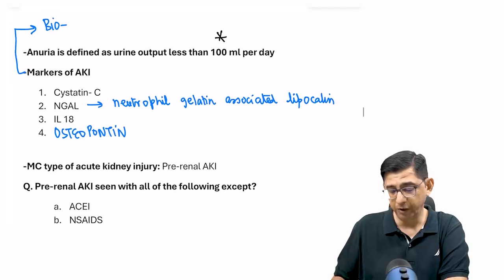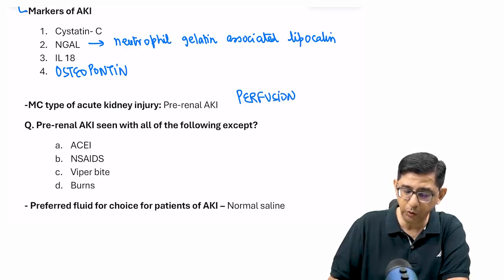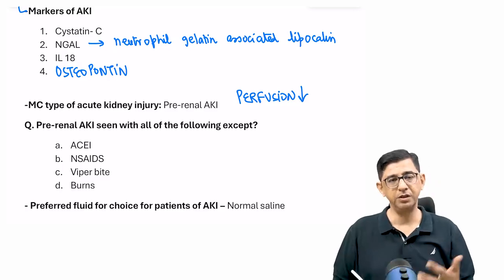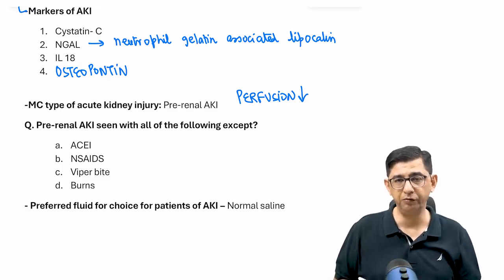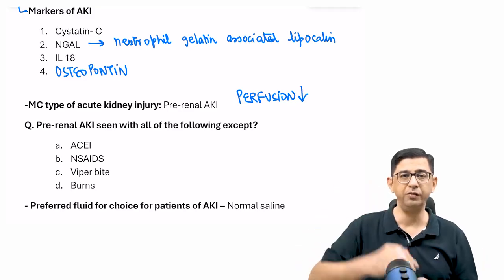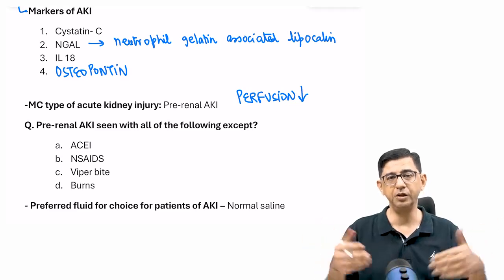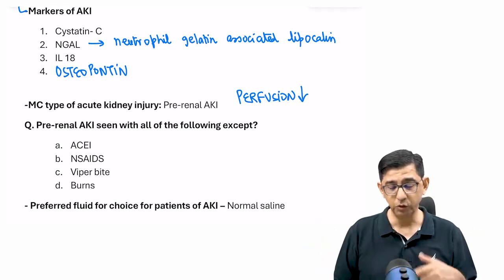The most common type of acute kidney injury is the prerenal variety. The meaning of the word prerenal is that the perfusion of the kidney is bound to decrease. Now let's do a question here. Prerenal will be seen with all of the following except. So one, drugs can be causing it: ACE inhibitors and NSAIDs. ACE inhibitors, why? Because they'll dilate the efferent arteriole. If you dilate the efferent arteriole, then the problem is that the filtration gradient can be lost in those patients who are volume depleted.